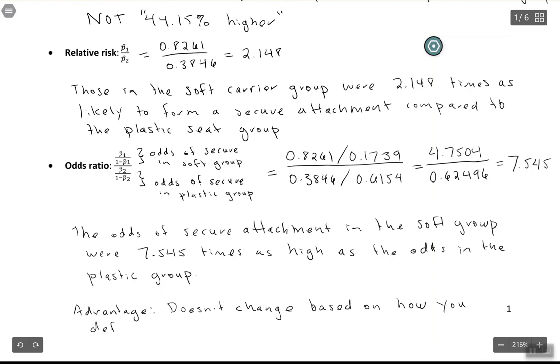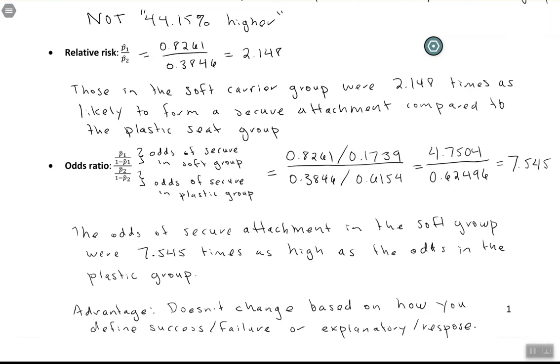So that was one thing that messed up the relative risk. The odds ratio doesn't change based on how you define success and failure or explanatory and response. You can still get a different number based on what number you put on top, but that's just going to be either this or 1 over this value. So those are pretty easy to translate back and forth.